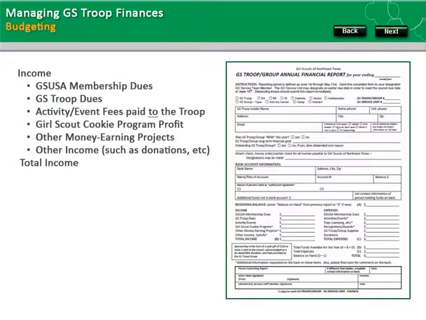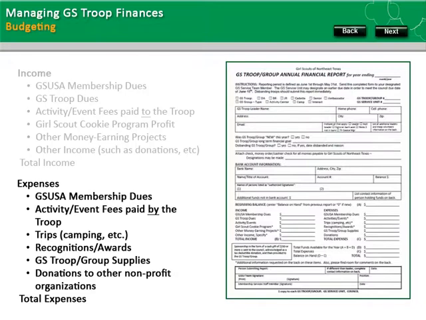The annual troop financial report can be used to determine how to categorize transactions when keeping records. Income categories include GS USA membership dues, GS troop dues, activity or event fees paid to the troop, Girl Scout cookie proceeds, other money-earning projects, and other income, such as donations, etc. Expense categories include GS USA membership dues, activity or event fees paid by the troop, trips such as camping, etc., recognitions or awards, GS troop or group supplies, and donations.